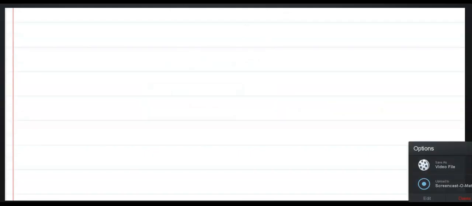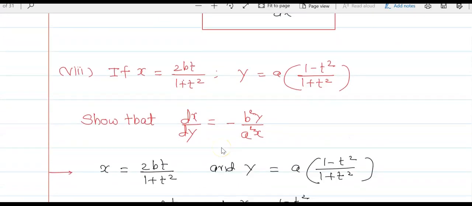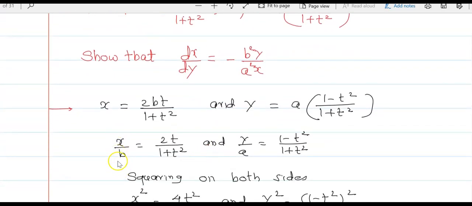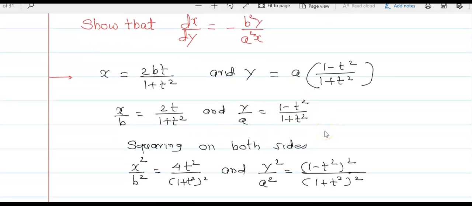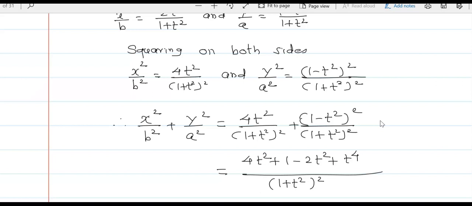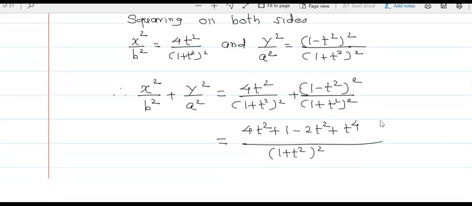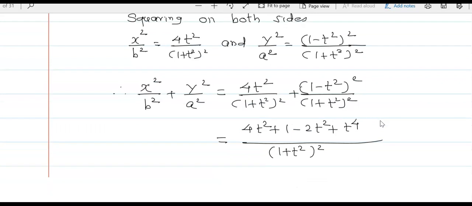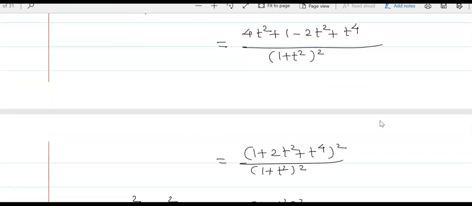Now see this again, once again. You can remove this. This is x upon b, 2t upon 1 plus t square, y upon a, 1 minus t square upon 1 plus t square, squaring and adding. I will scroll down, you can write down. This is not the square, it is not necessary. My mistake, I have taken it.